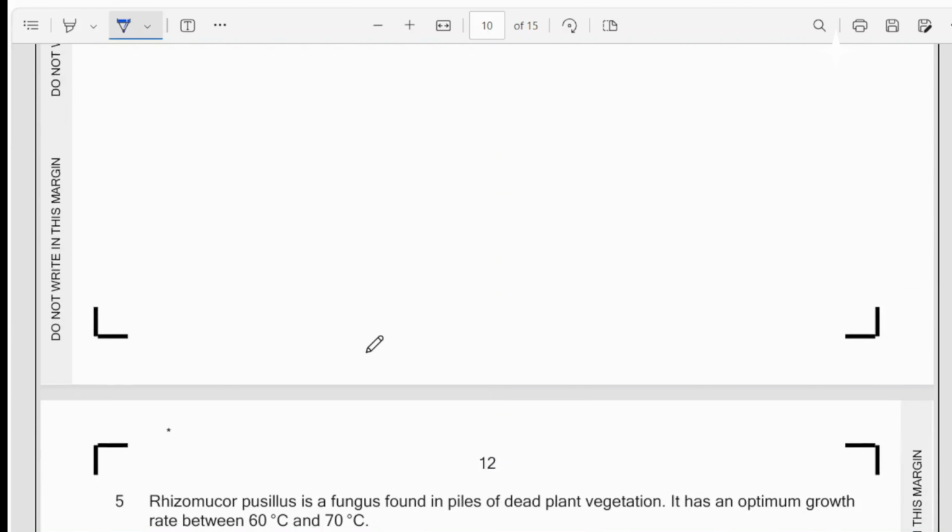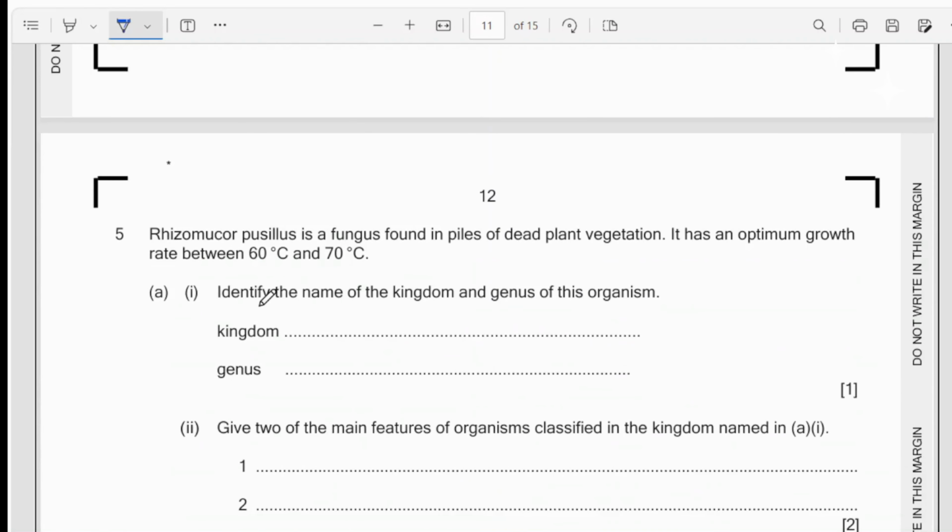Okay. Next one. Identify the kingdom and the genus of Rhizomucor. Good. They feed on dead plants, so they are fungus and Rhizomucor. Keep in mind, write it with a capital letter. Okay, give two of the main features of fungus.